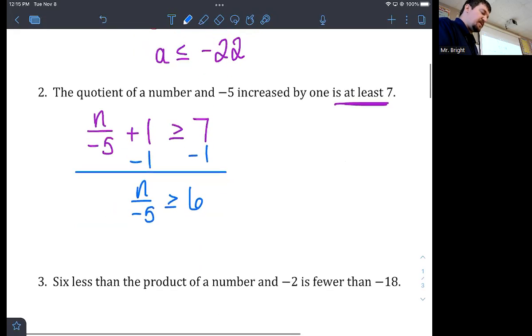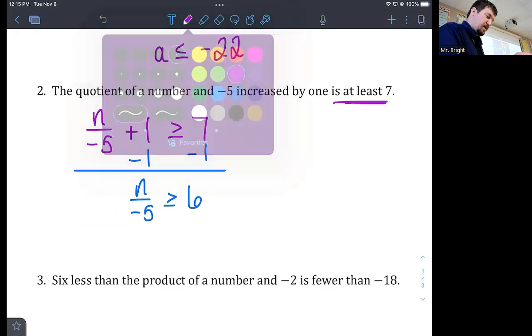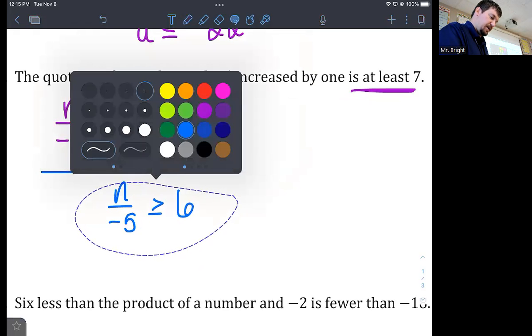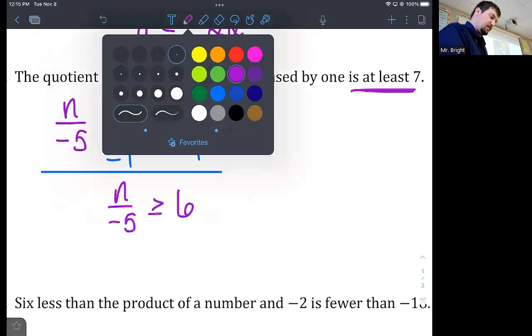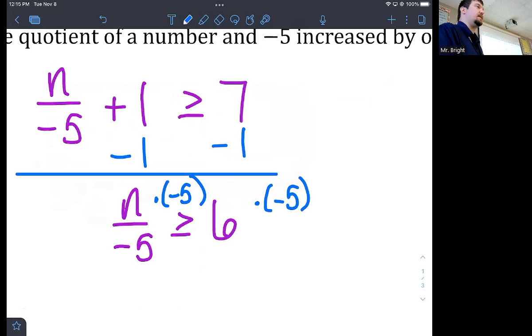Austin, what do I need to do to both sides to get rid of the negative 5? Multiply by negative 5. That's right. Multiply by negative 5. I try to color coordinate this so you guys can see the steps in a different color. There we go. Austin, when you multiply by -5 on both sides, do you have to flip the sign? Yes, you do. That's right.